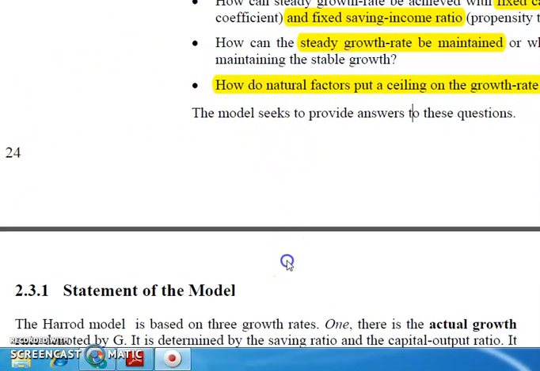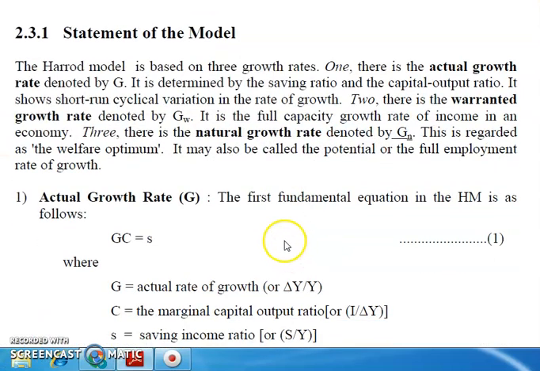Next one, the statement of the model. Harrod model is based on 3 growth rates. First one is the actual growth rate, denoted by capital G. It is determined by the saving ratio and capital output ratio.